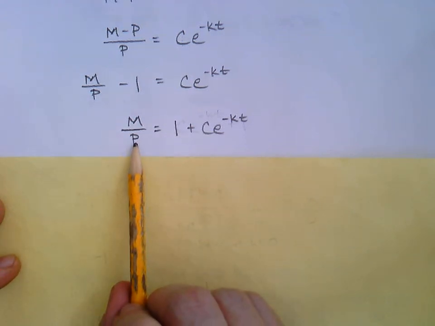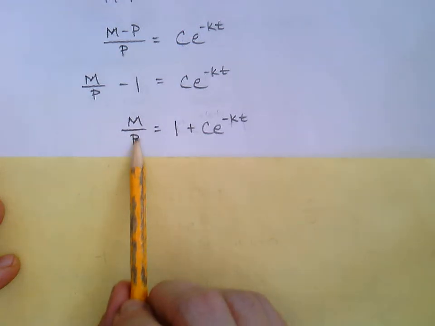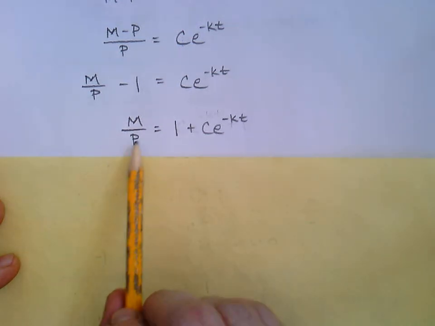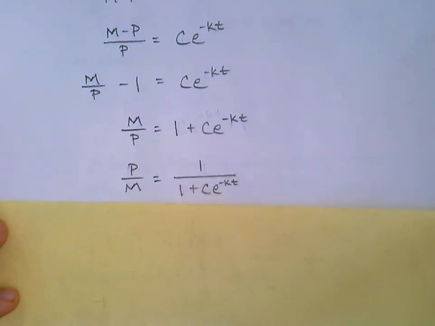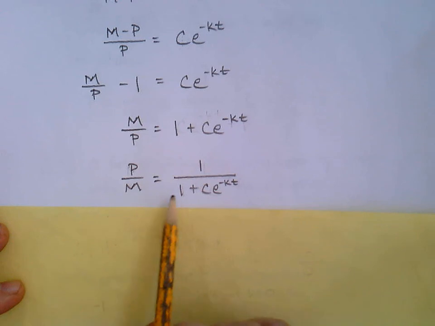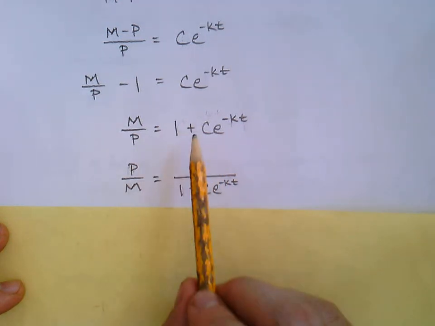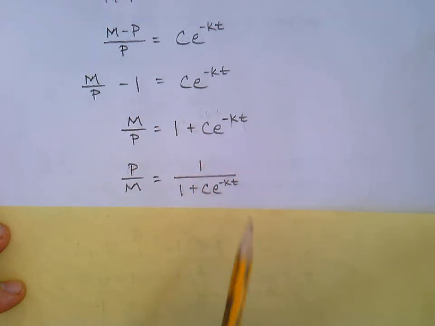Now, if we want to solve for p, what can we do? Well, turns out we want to do the reciprocal again. Flip this back over, and we're almost there. Okay, so another reciprocal will be p over m. And notice now on the right side, because of this addition, there's no clever, sneaky way to do it. We simply have to write this as 1 over 1 plus c e to the negative kt.